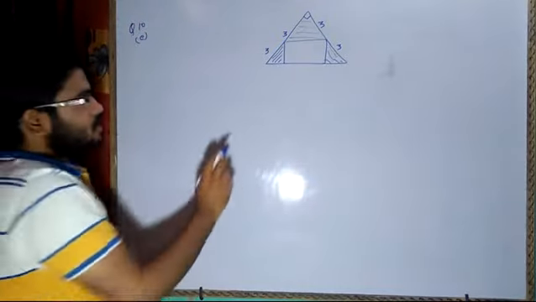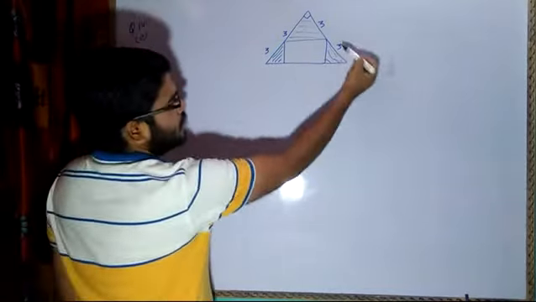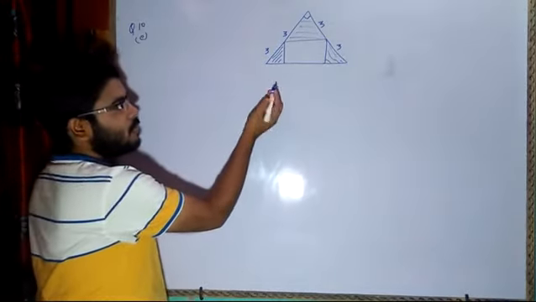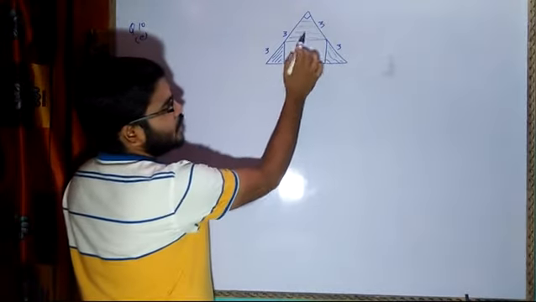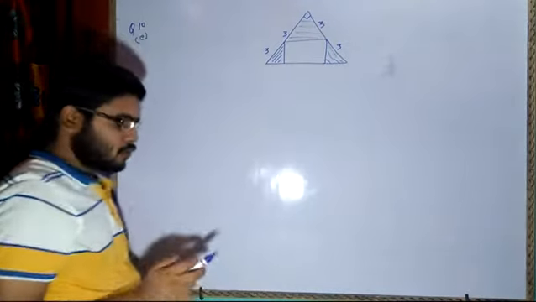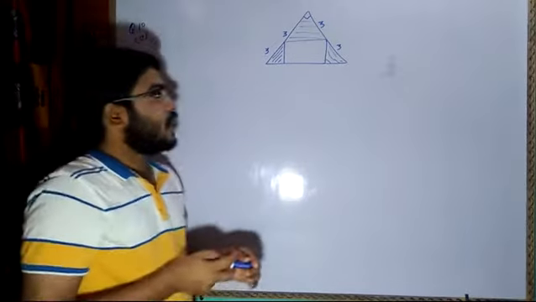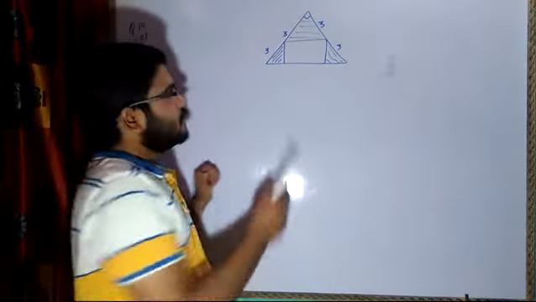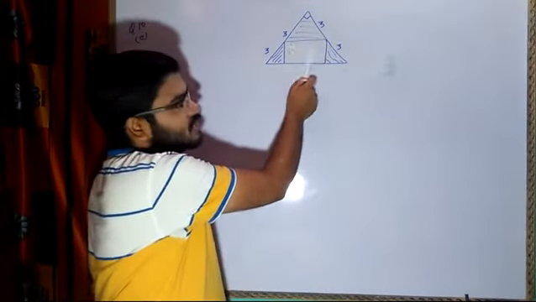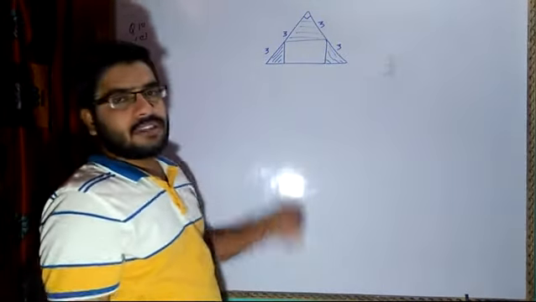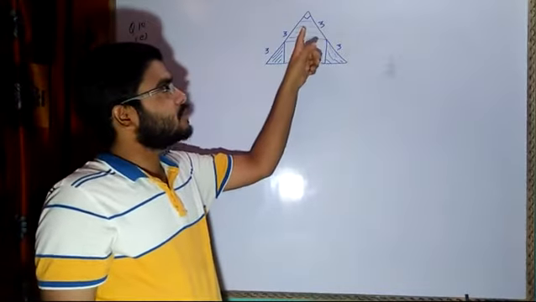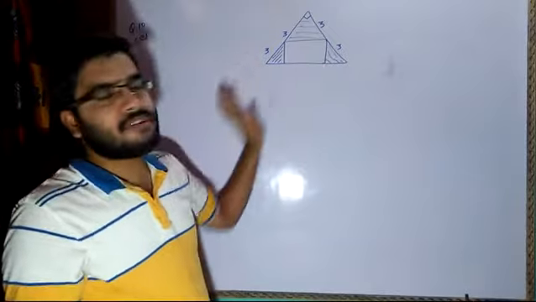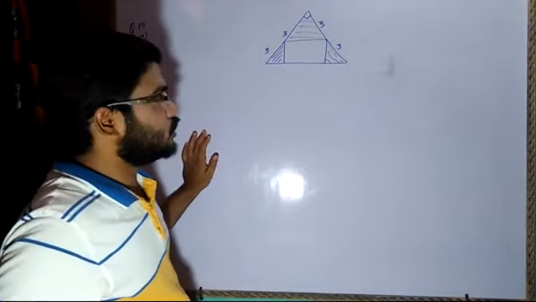The question says this is an isosceles right angle triangle, which means this side and this side are equal, as given in the picture. To find the area of the shaded portion, first of all we have to calculate the area of the entire triangle, and then find the area of the rectangle. After calculating these two areas, if we subtract the area of the rectangle from the area of the triangle, we will get the area of the shaded portion.